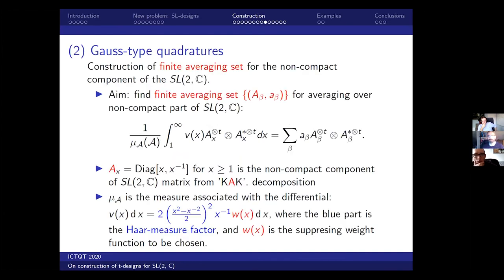Okay, so I will just show you how this method works for a concrete choice when it comes to averaging of this non-compact part. Let us imagine that from our entire SL element, which is already in the KAK decomposition, we take just the non-compact part. So let us assume that these SU2 parts are just identity operators, and we focus only on the non-compact A matrices, which, as I said, can be identified with the matrices of singular values, x and 1 over x, taken to the proper tensor powers.